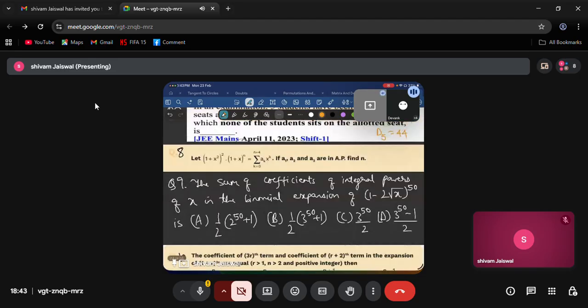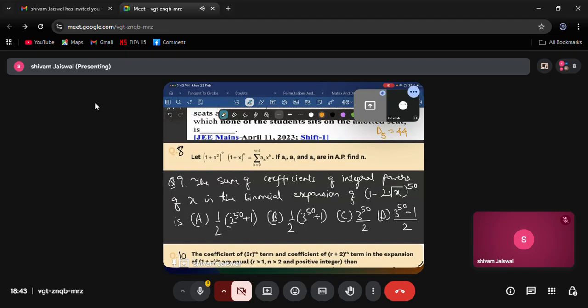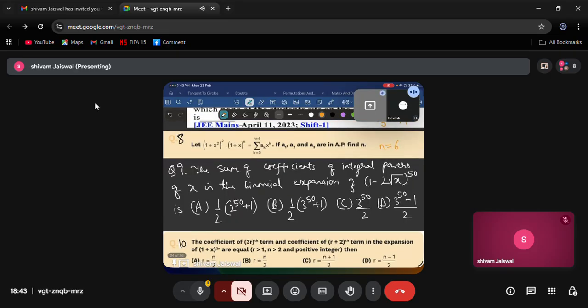Okay, number 8. A1, A2, and A3 are in AP. So over here, we need to find out the value of n. You people got n is equal to 6? Tell me. How much did you people get? Raktim, tell me. N equal to 6.